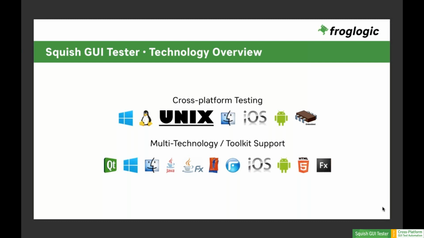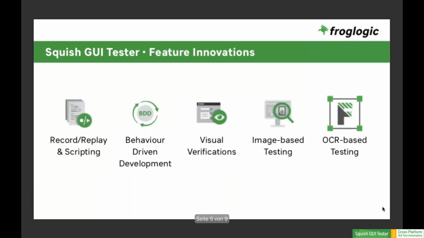So today we are talking about the new OCR feature. But before moving on to that, I'd like to sum up the past feature innovations we introduced to the Squish GUI Tester over the past years. So first of all, the base of the Squish GUI Tester is the record and replay approach. You can start a recording, use your application as you would normally do it as a user to generate a test and then finally play back the test to reproduce exactly what you've done in an automated fashion.